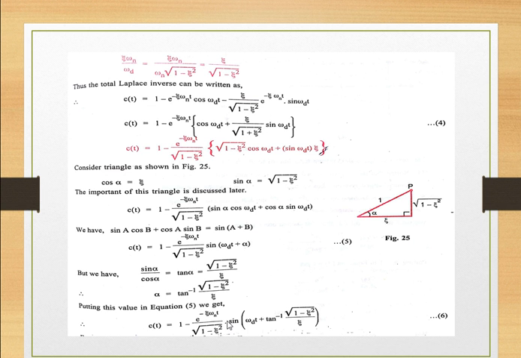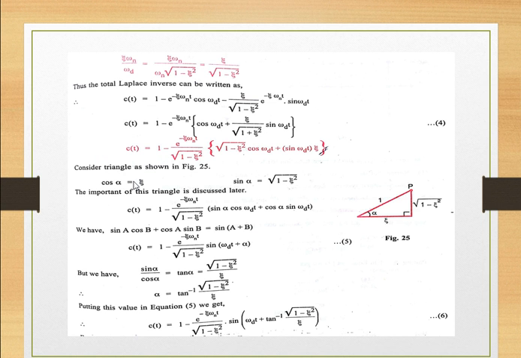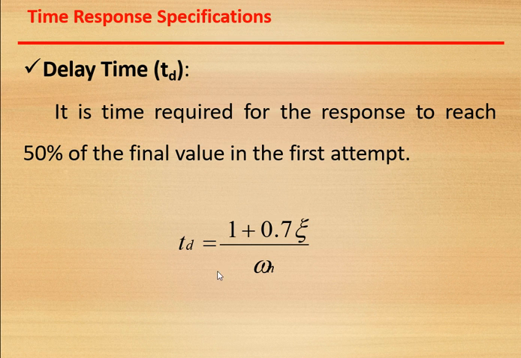Here TD we have to calculate. So if you replace T with TD, you should get 50% of a value. So here you have to put CT is equal to 1/2 or 0.5. I think you got this, and after that just make the arrangement and calculate that TD. You will get the equation like this, that is 1 plus 0.7 into zeta divided by omega n. Again I will repeat, TD is nothing but the time required for the response to reach 50% of a final value. So if you put T is equal to TD in this equation, CT will be 1/2 or 0.5. Solve this equation, and after that you will get the equation for TD.